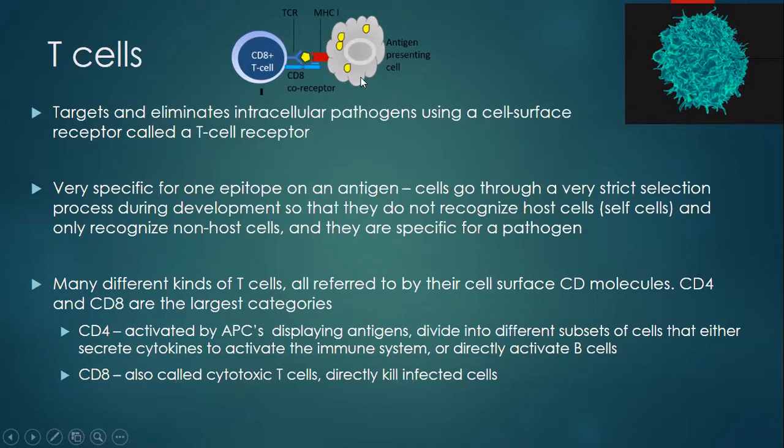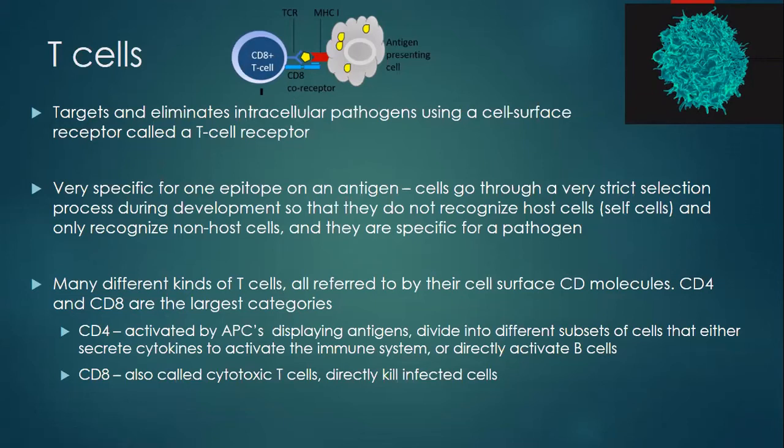So the MHC is displaying a whole chunk of protein or something being made inside the cell, and that becomes the antigen. And the T cell, if it recognizes an epitope of that antigen, can then mount a T cell response. So it's very, very specific.